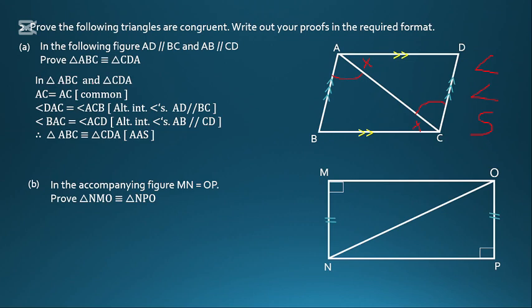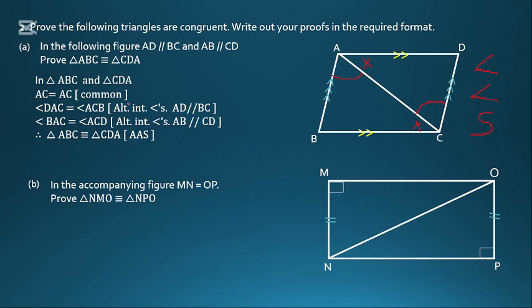In triangle ABC and triangle CDA, number 1: AC is equal to AC. That's this side here. It means that AC in the one triangle is equal to AC of the other triangle. And in that case, the reason is common. Common.